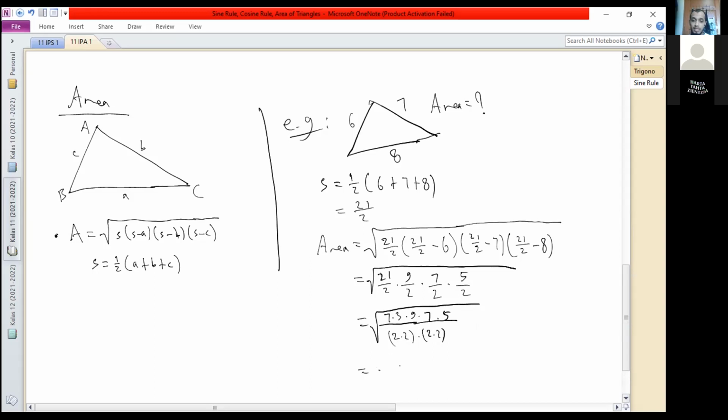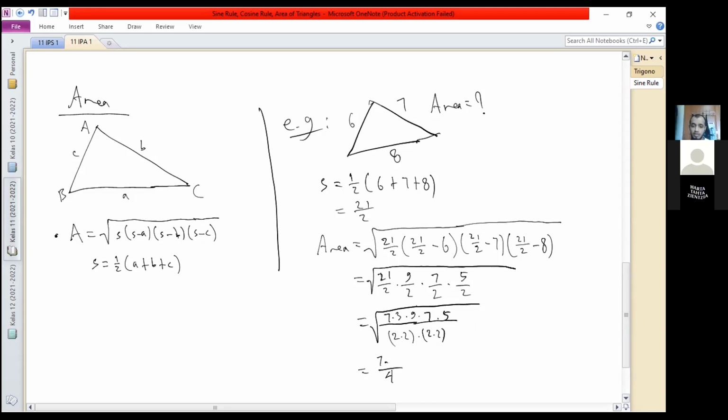Here again, the denominator will be 4 times 4, so the square root is 4. In the numerator, we have 7 times 7, so the square root is 7. 3, it has no other 3. 9, the square root is 3, and then 5 also, we have nothing else. So the answer will be 21 over 4, square root of 15. Okay, so the time is up.